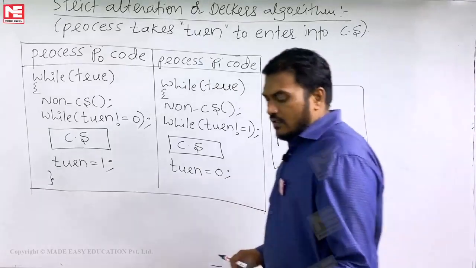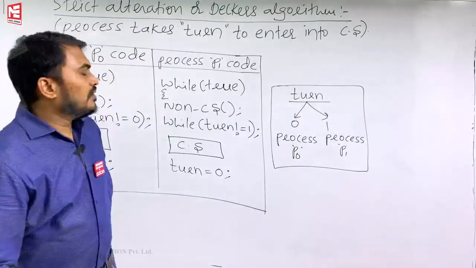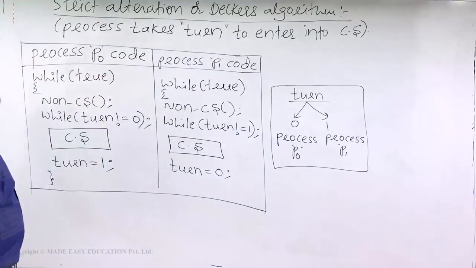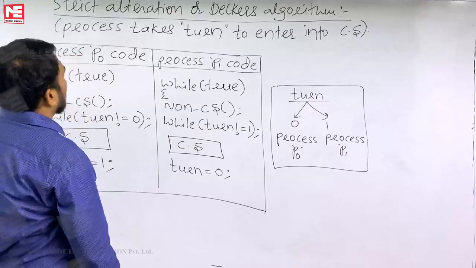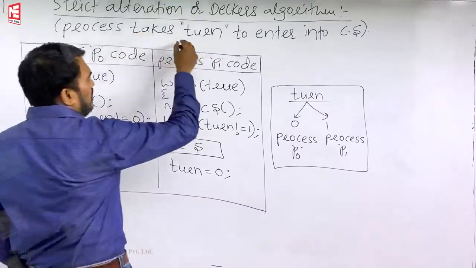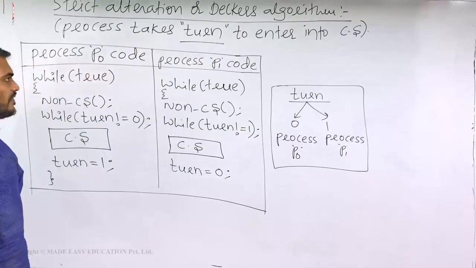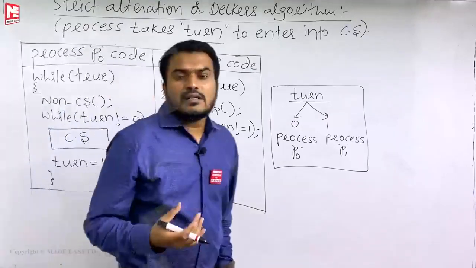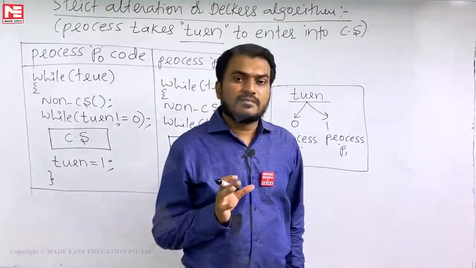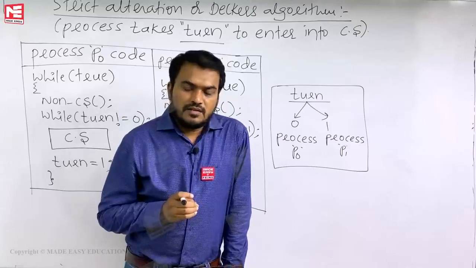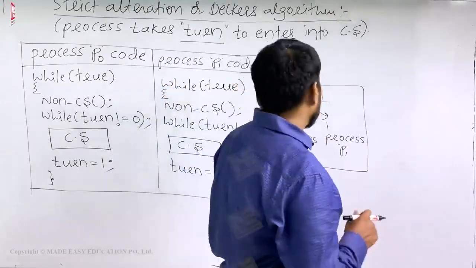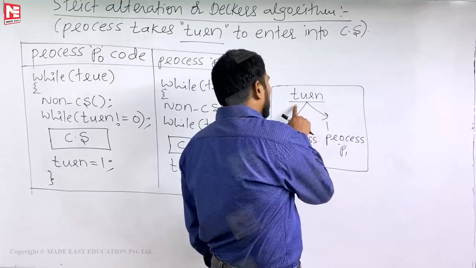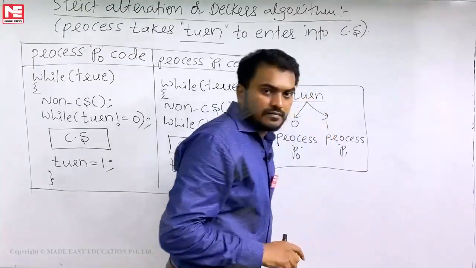Okay, so I am assuming all of you copied. So just listen here. What is the meaning of this? It's a strict alteration, or you say Decker's algorithm. Process takes a turn to enter into critical section. In this we are using a variable called turn. Listen to me carefully. The turn takes two values, either 0 or 1.